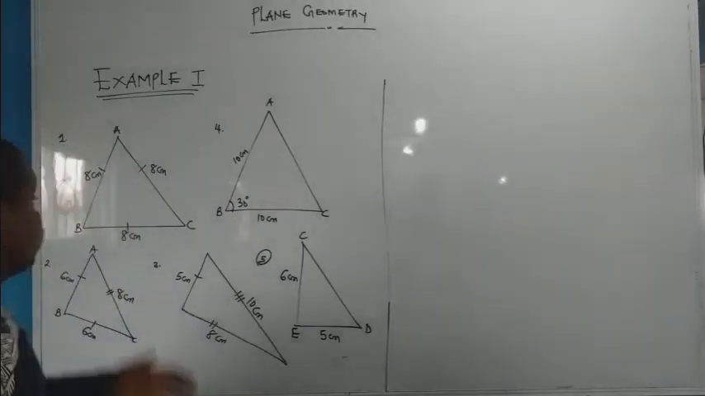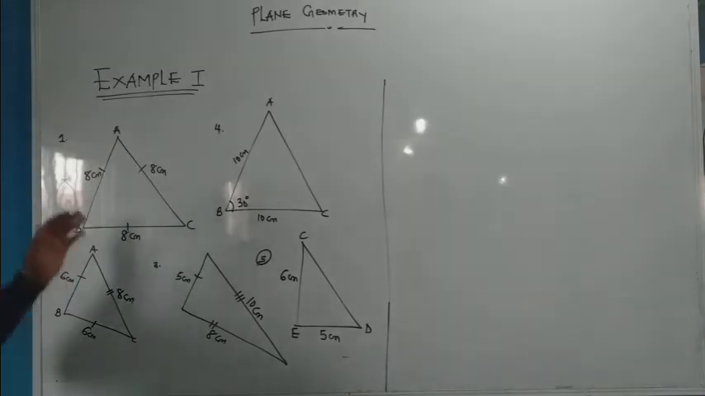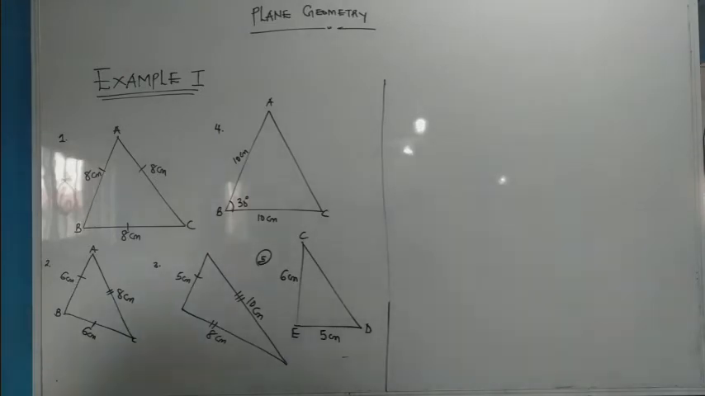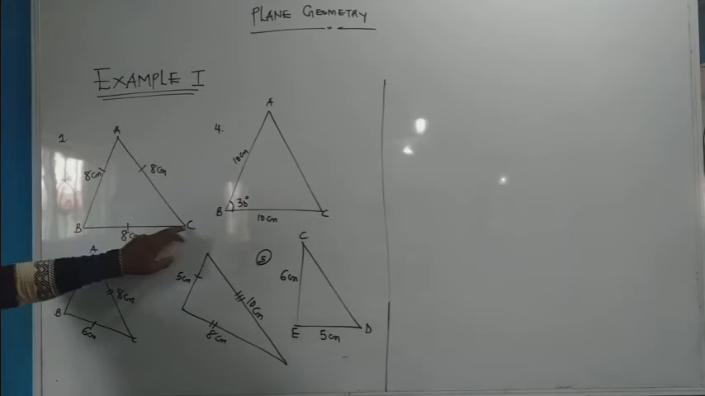Okay, so we have some triangles on the board, different types of triangles as listed earlier. So we are to find the area of the five triangles. The first thing to take note of is what type of triangle each one represents. Let's look at the first one. We have A, B, and C. Is that clear?